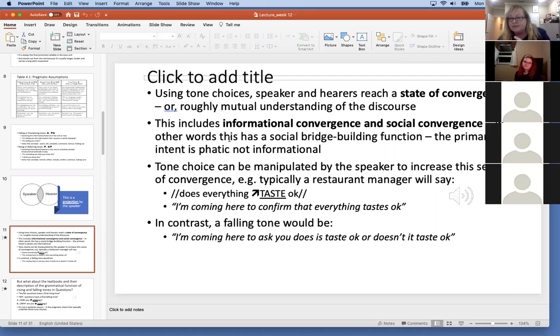In contrast, if the person came up and said, "Does everything taste okay?" then that is, "I'm coming to ask you, does it or doesn't it taste okay?" Well, yes, it does, or no, it doesn't, right? If you use the rising tone, "Does everything taste okay?" then actually the hearer has to denounce that message. The first thing they have to do is say, "Well, actually, no, it doesn't." So it puts the hearer on the back foot.